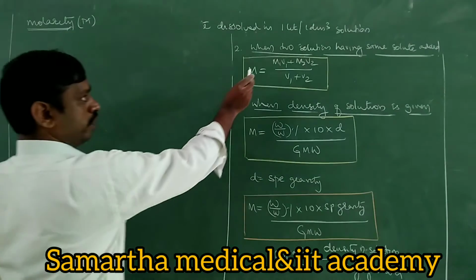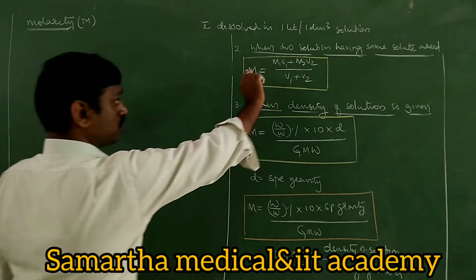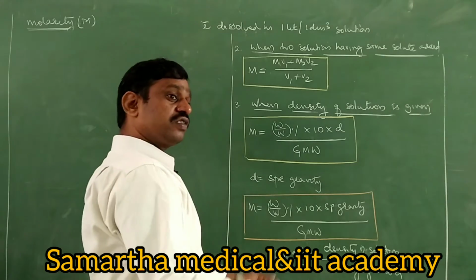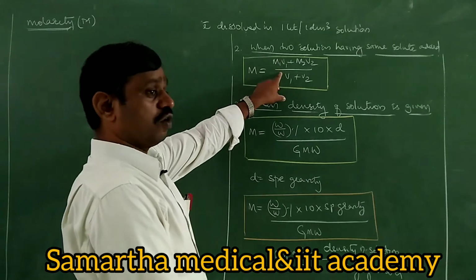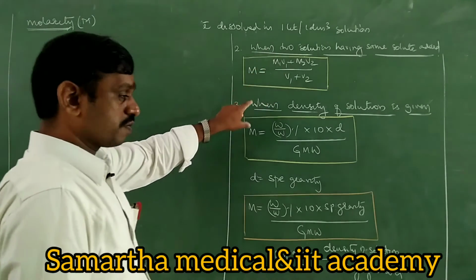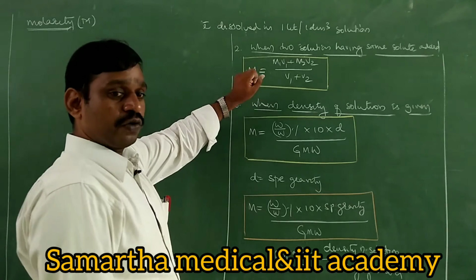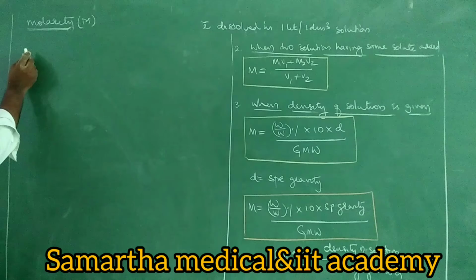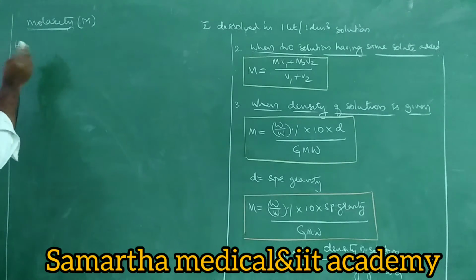Next. Here, when two solutions having the same solute are added, we can use this formula. Suppose two solutions having different solutes are added, then we cannot use this formula; we go for normality and do not calculate molarity. Therefore, N1 V1 plus N2 V2 divided by V1 plus V2.